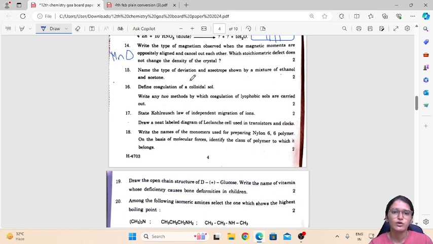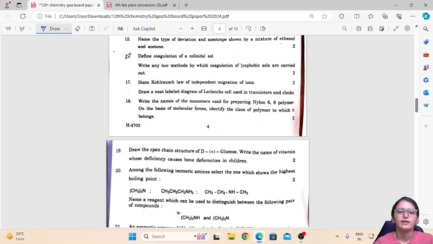Next is define coagulation of a colloidal sol. So what is coagulation? Coagulation is the method of accumulation of colloidal particles to settle down as a precipitate, meaning how the coagulation takes place. So coagulation of colloidal particles to settle as a precipitate, to form a PPT. It is called coagulation of a colloidal sol.